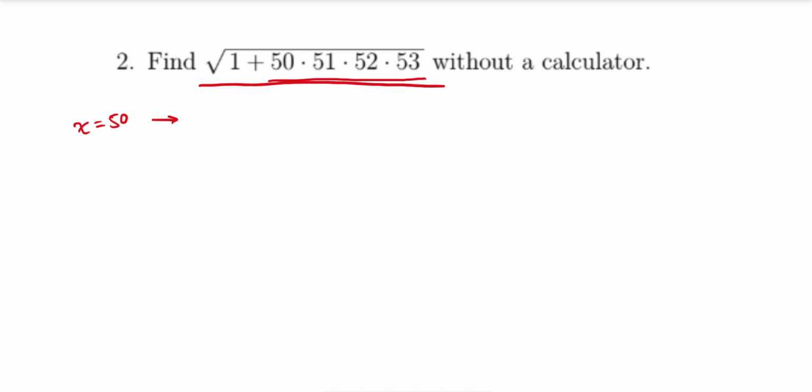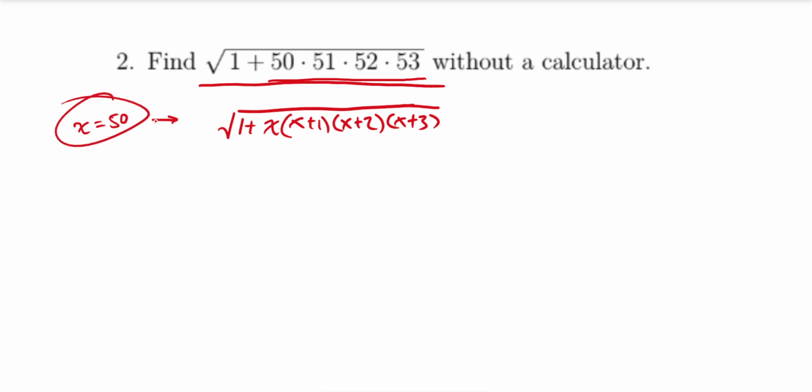What do you get? This radical just becomes the square root of 1 plus x times x plus 1 times x plus 2 times x plus 3, right? Because each of these corresponds to the numbers. Just remember we set x to 50.